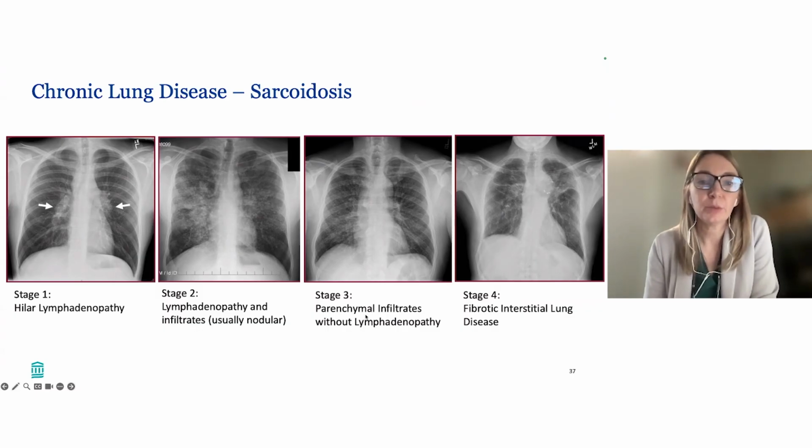Stage 3 are parenchymal infiltrates without lymphadenopathy. And stage 4 is fibrotic interstitial lung disease. And really, stage 4 disease is the only stage of sarcoid that is irreversible.